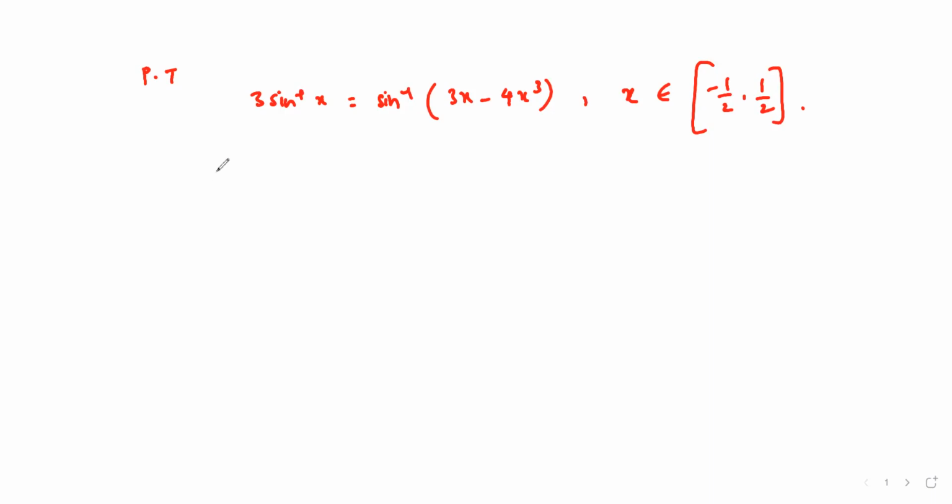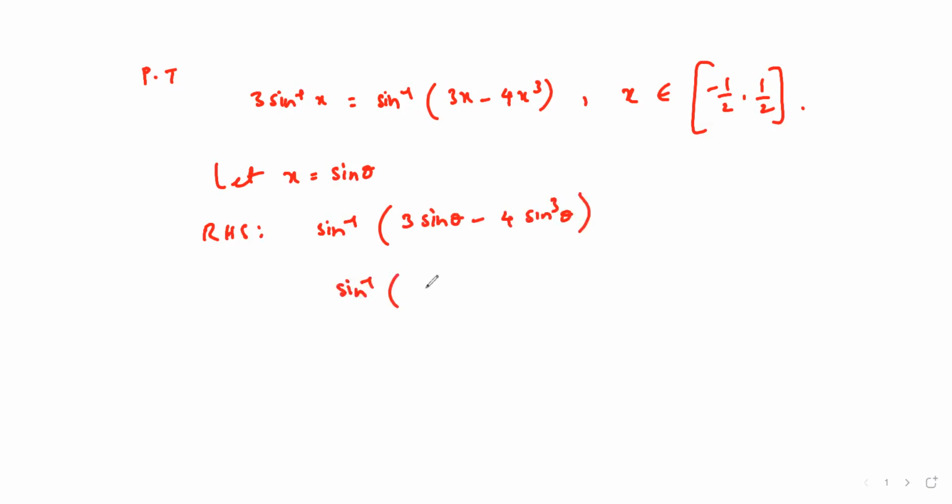So what I will do, I will let x equal sine theta, starting with RHS, sine inverse of 3 sine theta minus 4 sine cube theta. So this is sine inverse of sine 3 theta, that will give you 3 theta, right? So 3 theta, theta is nothing but sine inverse of x. Hence proved. That is equal to your LHS, hence proved, right?